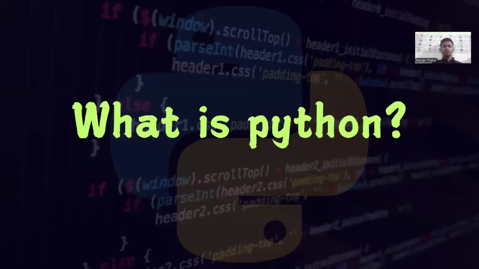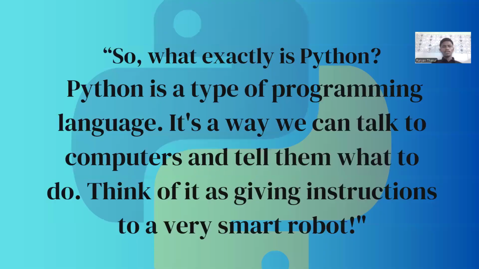Hello, let's talk more about Python. So, what exactly is Python? Python is a type of programming language. It is a way we can talk to computers and tell them what to do. Think of it as giving instructions to a very smart robot. Basically, Python helps us to communicate with our computers.